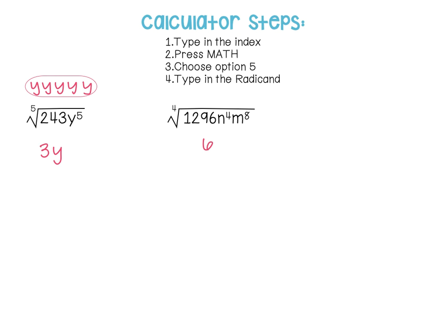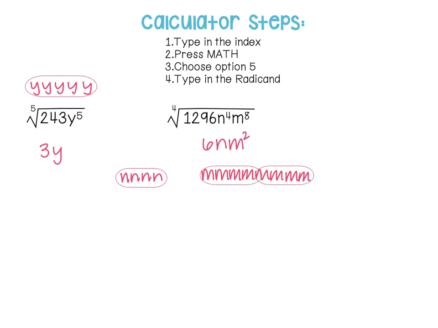Now let's look at these letters. I have 4 n's and I have 8 m's. My index is 4, so I want to make groups of 4. How many groups of 4 can I make with 4 n's? 1. How many groups of 4 can I make with 8 m's? 2. So if I multiply 6n m squared times itself 4 times, I'm going to get 1296 n to the 4th, m to the 8th. Let's look at another example.